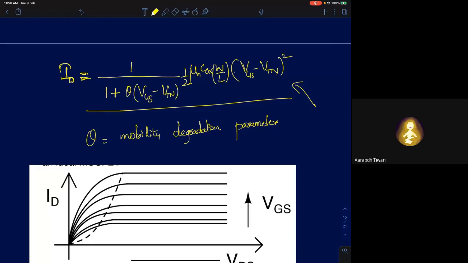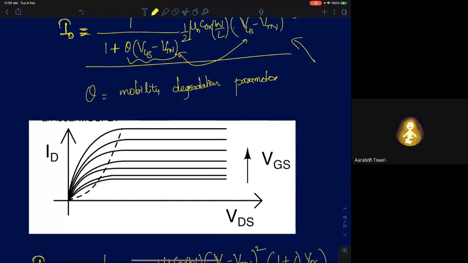What is the effect of this? At high VGS voltages, can I say that instead of square law, it will be a linear dependence on VGS, because this term is going to dominate. It will cancel out one VGS minus VT term. So you'll have more of a linear dependence on the gate to source voltage. If you see here, this graph captures the output current. Here I have not shown channel length modulation, so that's why this drain current is independent of VDS.